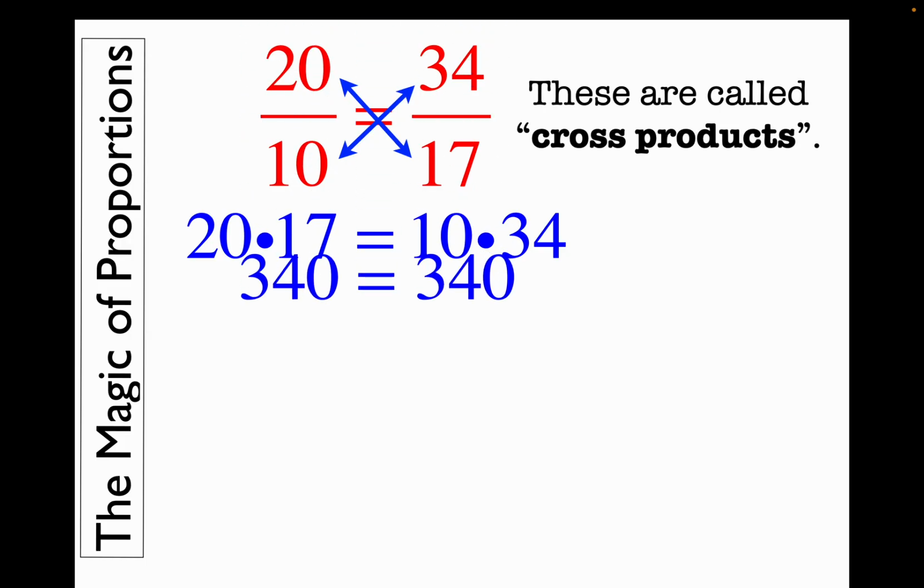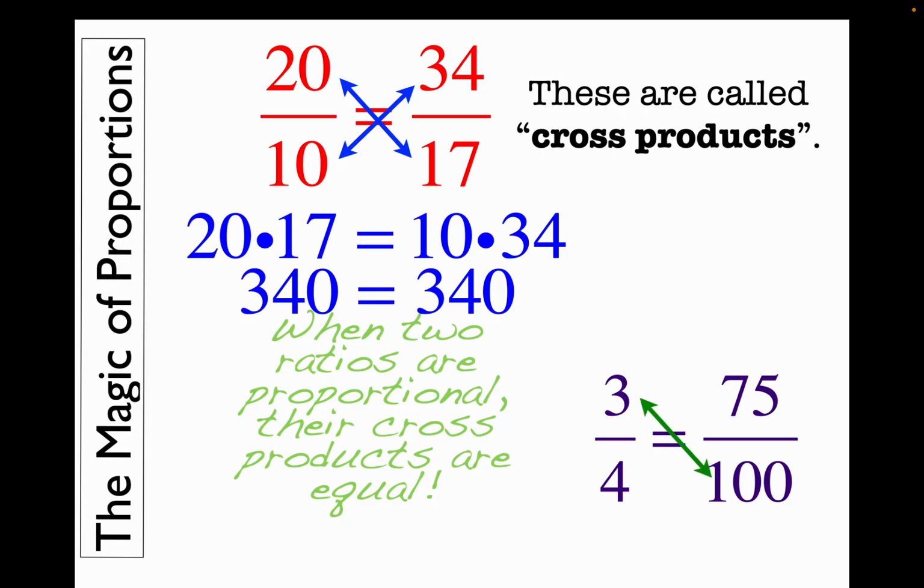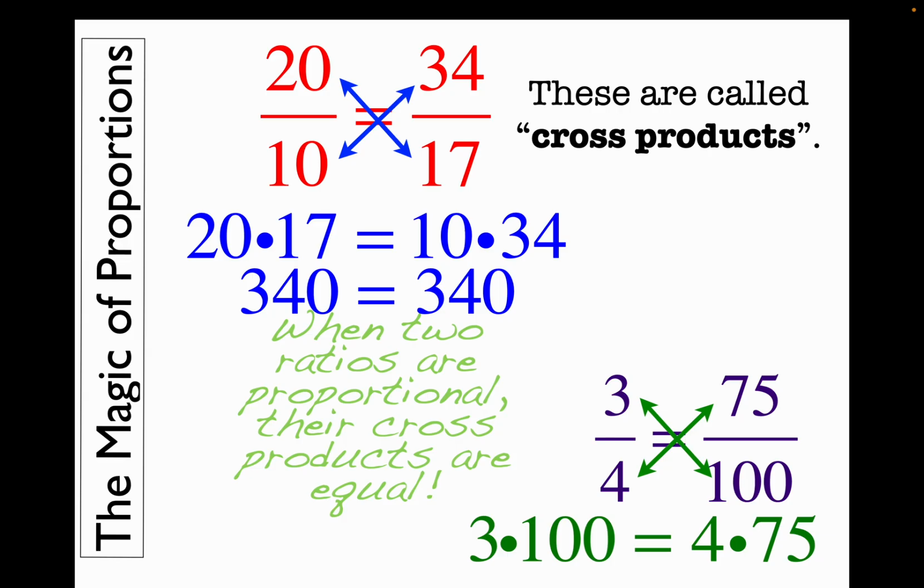These cross products should be equal. If the two ratios are proportional, then the cross products will be equal. So is 3/4 equal to 75 out of 100? I think we all know that it is, but check to see. 3 times 100, is that the same as 4 times 75? It is. So yay, those are proportional.